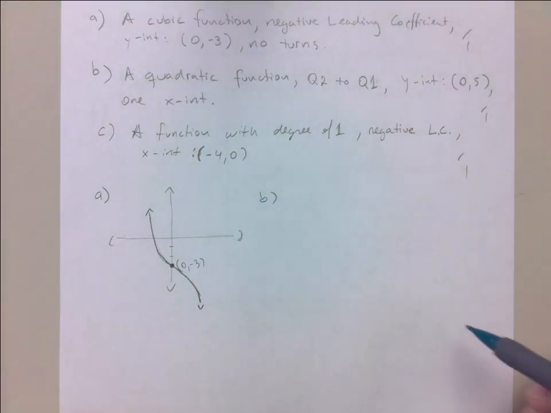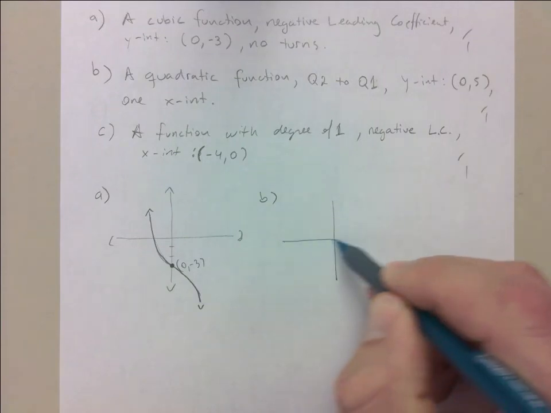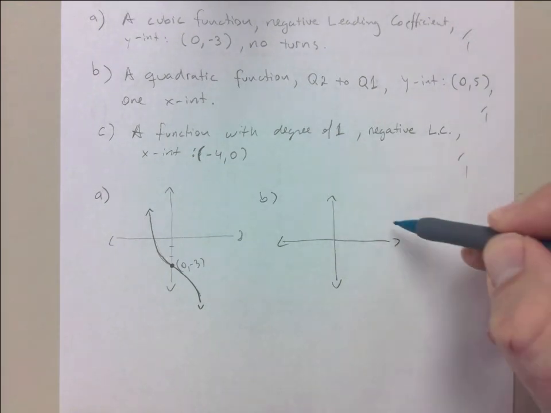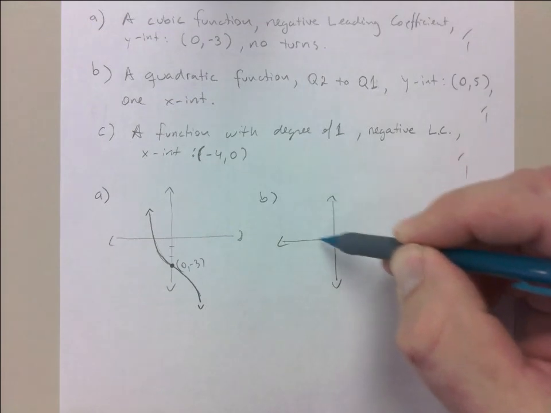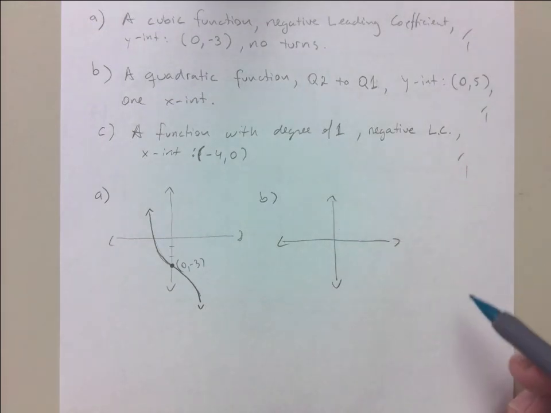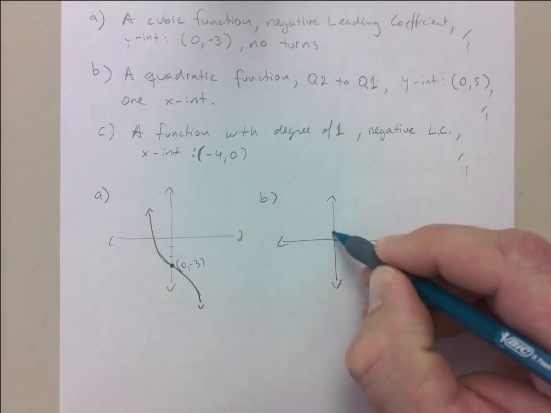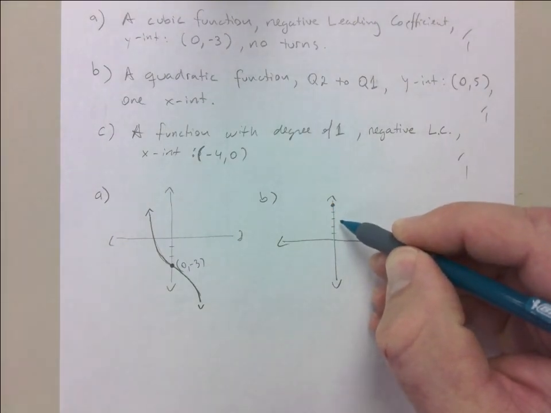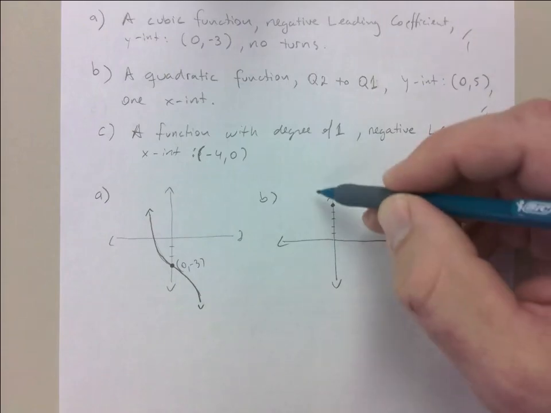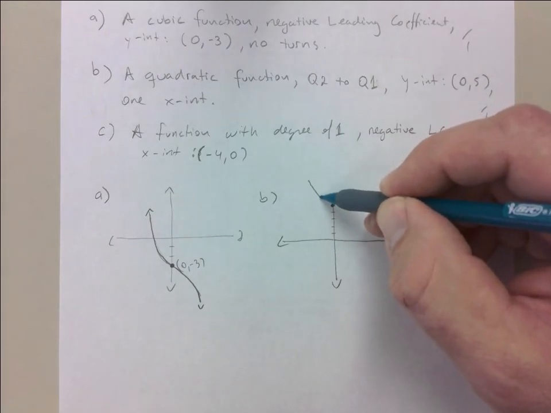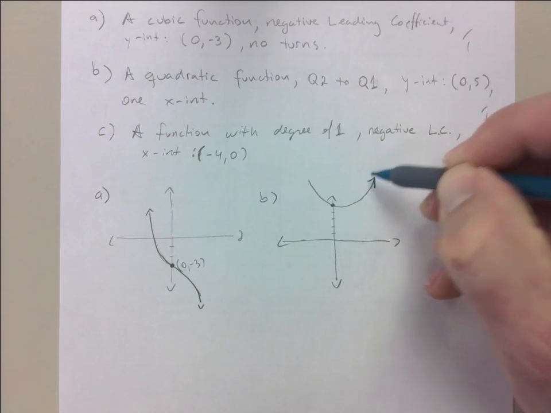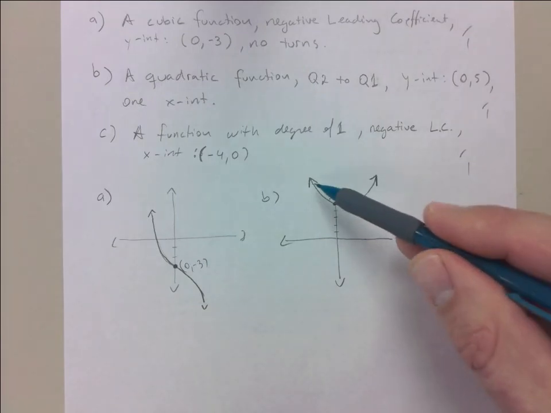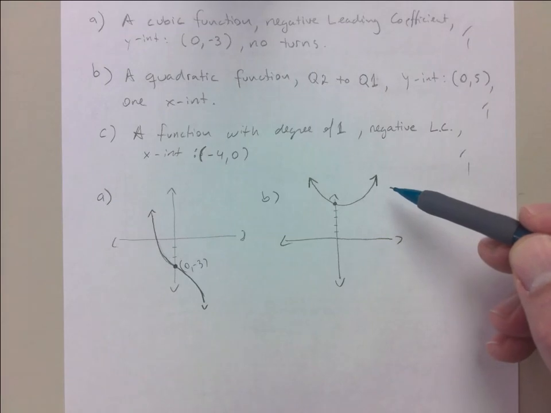B, a quadratic function. We're going from Q2 to Q1, right? So it's definitely going to be pointing up. That's the giveaway there. The y-intercept is 0, 5. So we're going to go 1, 2, 3, 4, 5. If you just had a point there and you label it 0, 5, I'm good. No matter how you do it, you want to have it a little offset. It doesn't matter, but it would look something like this. It has to go through 0, 5, and it has to point up. That's the only requirement. Okay?